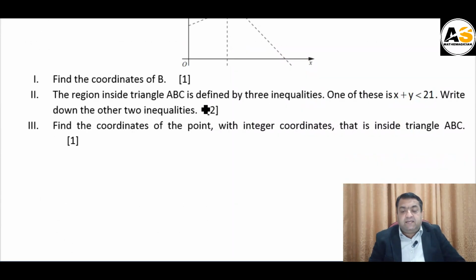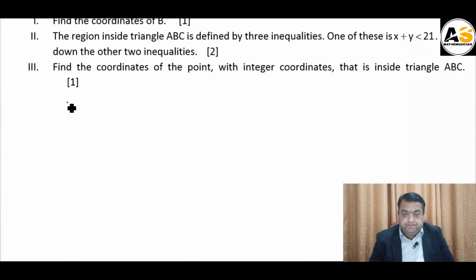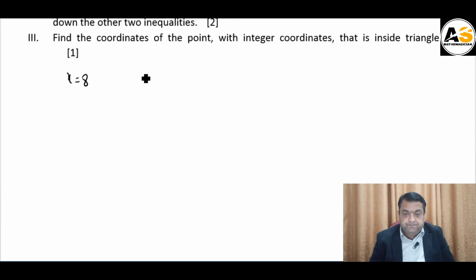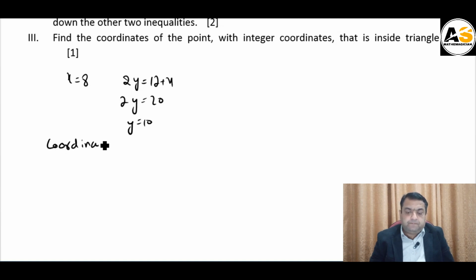Very easily, x is equal to 8 is the first line. The second line is 2y is equal to 12 plus x. Putting x is equal to 8, 2y is equal to 20 and y is equal to 10. Coordinates of B are x 8, y 10.